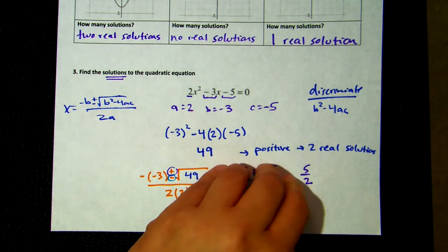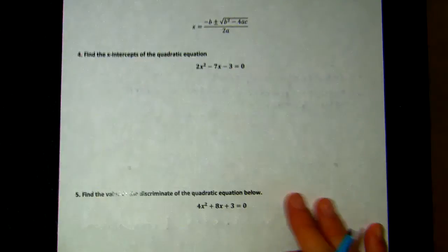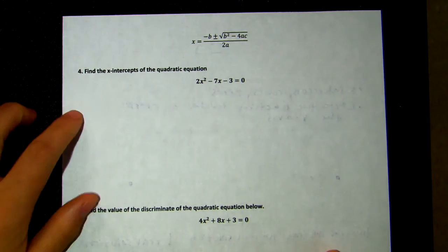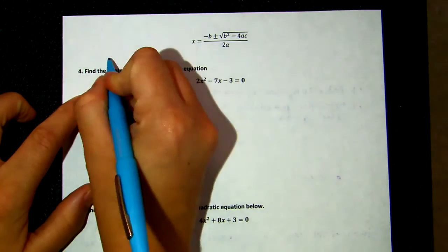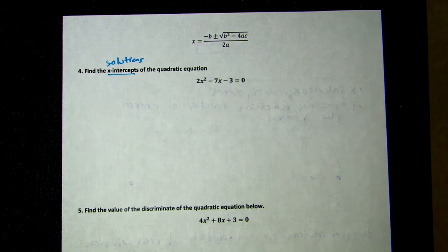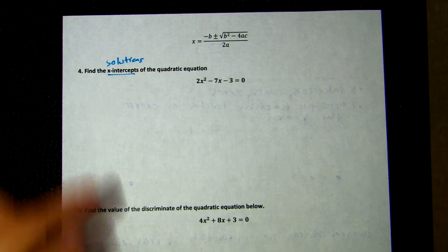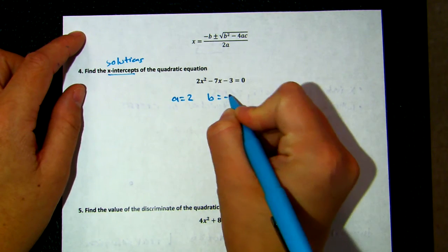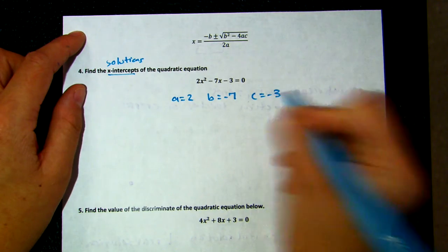Okay, a few more questions left. We're going to flip to the back here. Another quadratic equation one. This says find the x-intercepts. Reminder, x-intercepts is the same as solutions, so we are still using our quadratic formula here. I'm going to label my a, b, and c values. A is 2. B is -7, C is -3.